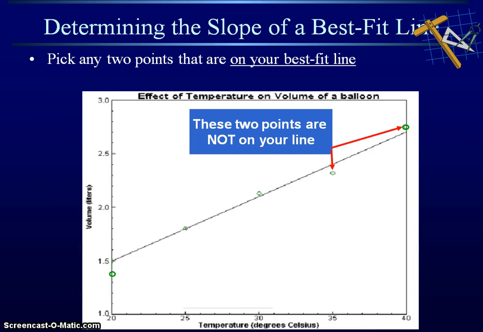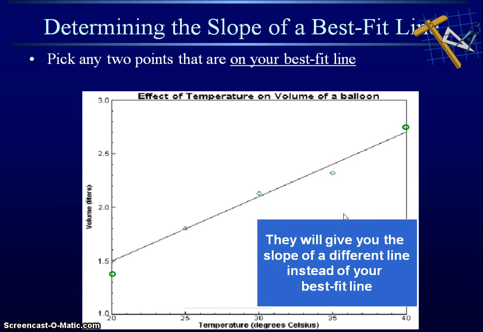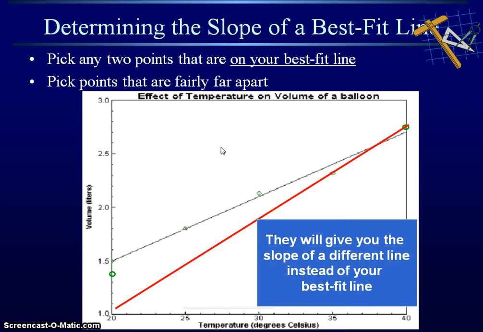Now, a lot of times after people have made a best fit line, a lot of your data points are not actually going to be on the best fit line. So these two here are my data points that I actually collected, and if I calculated the slope using those 2 points, I am not going to get the slope of my best fit line. Instead, I'm going to get the slope of this line, which as you can see is quite different than that of my best fit line. So the important thing is you need to pick points that are on your best fit line.